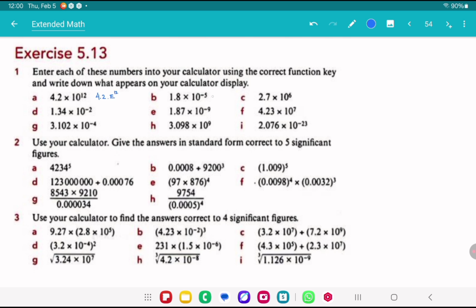So we just write down the answer from the number, and then 2e to the power of minus 5, 2.7e to the power of 6, and then 1.34e to the power of minus 2, 1.87e to the power of minus 9, 4.23e to the power of 7, 3.102e to the power of minus 4, 3.098e to the power of 9, 2076e to the power of minus 23.